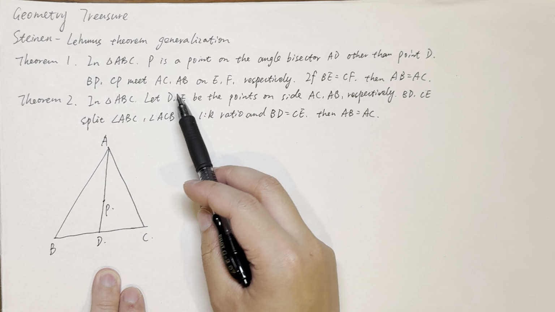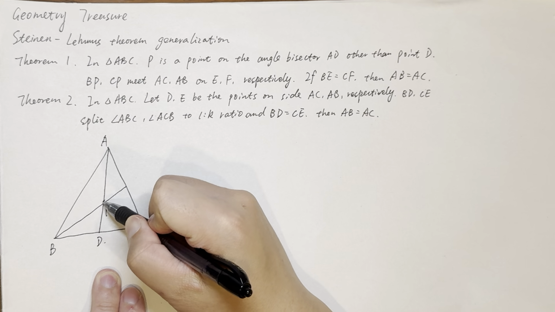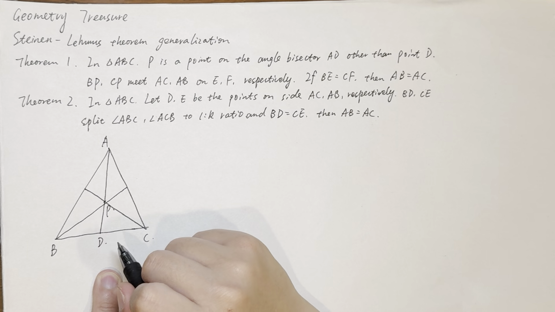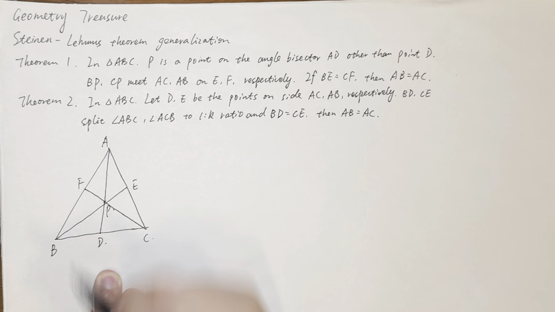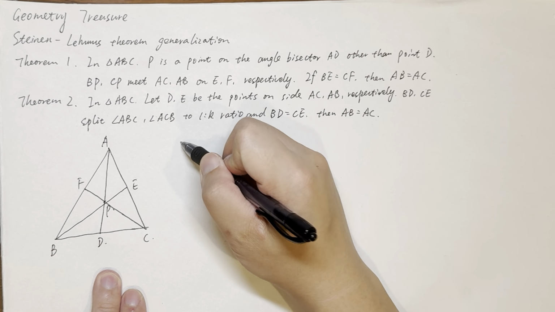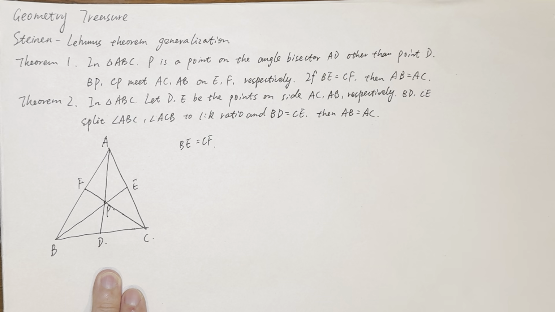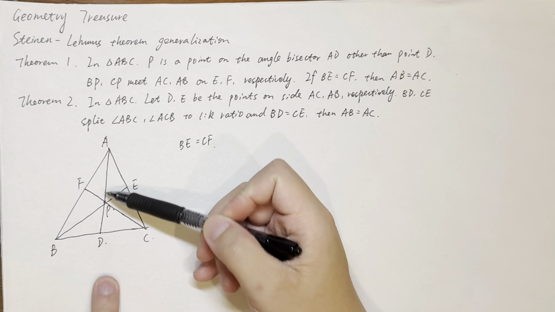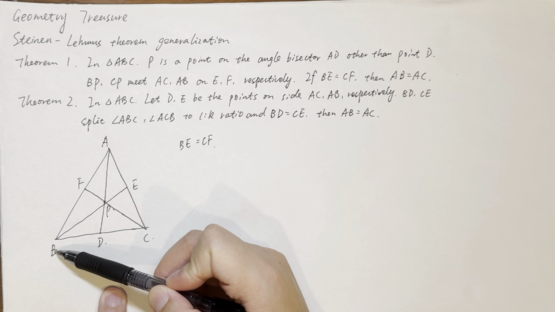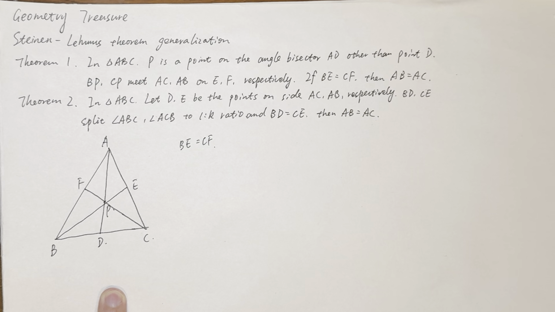BP, CP meet AC, AB at E, F respectively. If BE equals CF, then AB equals AC. So we know that AD is an angle bisector, P is a point on AD, and we know BE equals CF. We want to prove that AB equals AC.